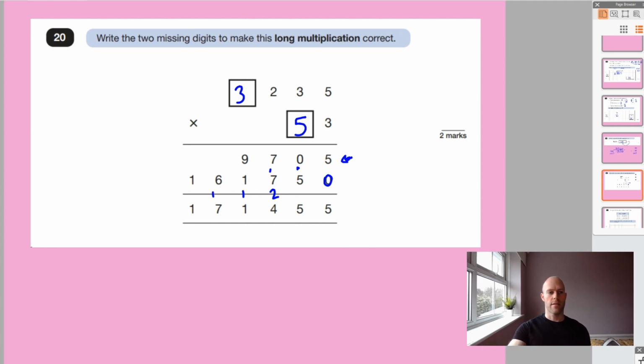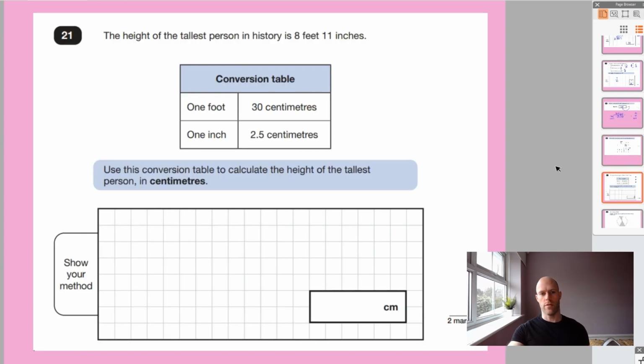That is tricky for 2 marks, because you have to do trial and error really to run it through a few times. Missing box problems, always trouble. Question 21, we're getting there.